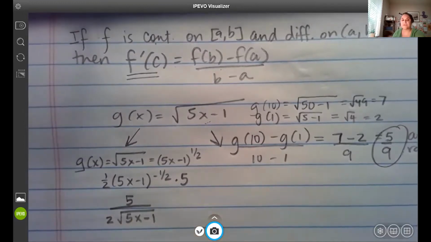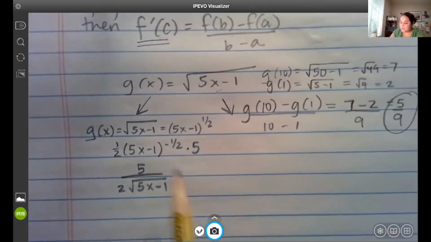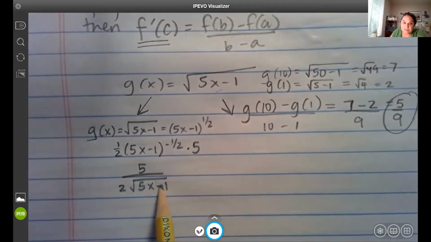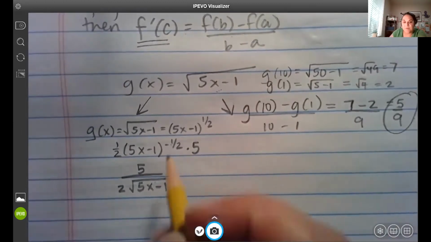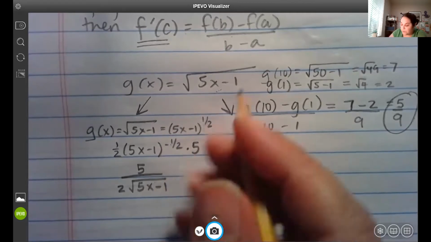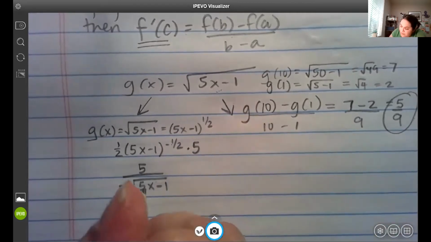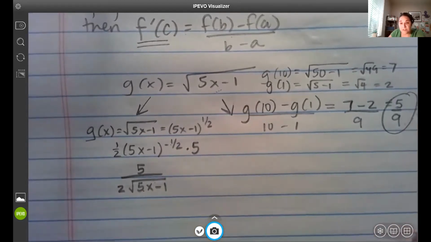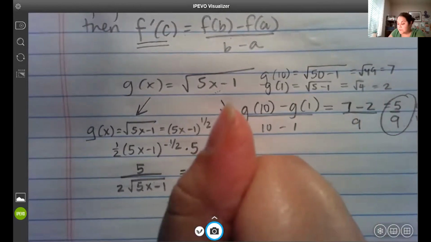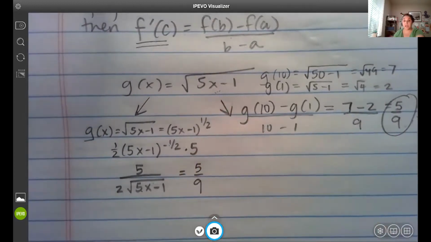I try to solve for something. These 2 things are the same, right? They're just written differently. One of them with a power, one of them with the root. So this is the derivative. This is the average rate of change. And what we want to do is let those 2 values equal and then solve for x.